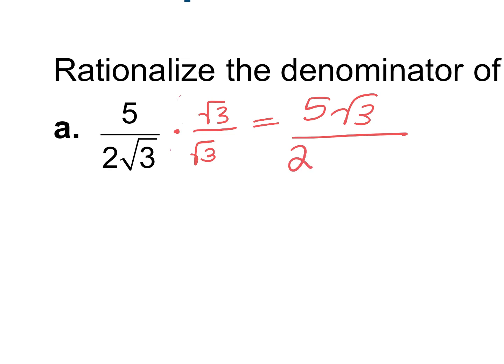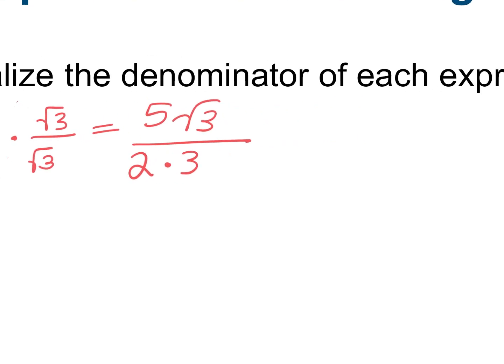And then what happens when you multiply the square root of 3 times the square root of 3? The radical goes away. It's just times 3. And then you can simplify a little more. You're left with 5 root 3 over 6.